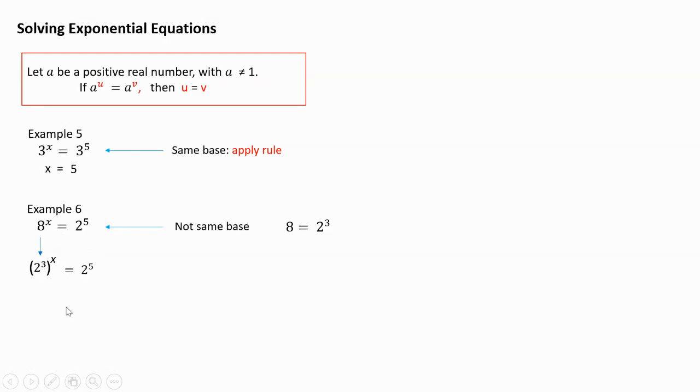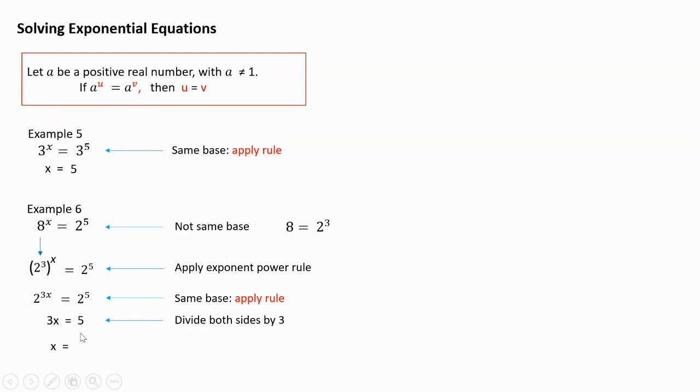Now I'm going to apply the exponent power rule, which means when you have a power raised to a power, you multiply the powers. So 3 times x will give you 3x. Now we got the same base, so now we apply the rule. What rule? The one above. Because when you have the same base, you let the exponents equal each other. So 3x equals 5. We divide both sides by 3. So x equals 5 over 3.